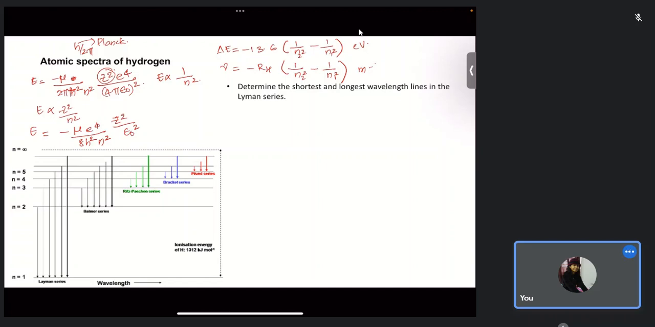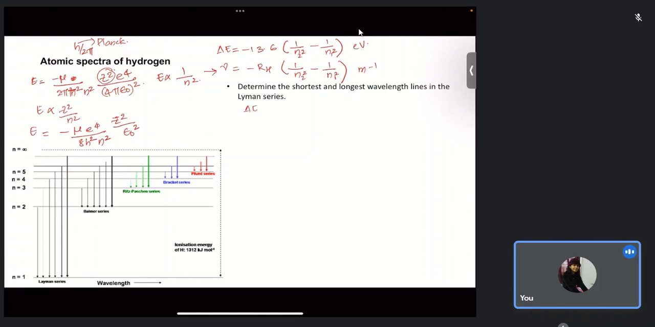So we can use either of these formulas to find the energy gap. Now I'm going to use this particular formula to determine the shortest and the longest lines in the Lyman series. Shortest in wavelength.